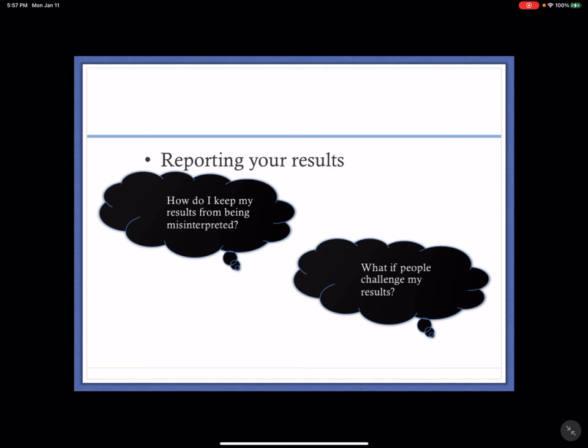You want to write your research article with a degree of detail that anybody reading that article, if they had the same data or if they had followed the same procedures, they could get the exact same results. So there's a lot of detail in it.